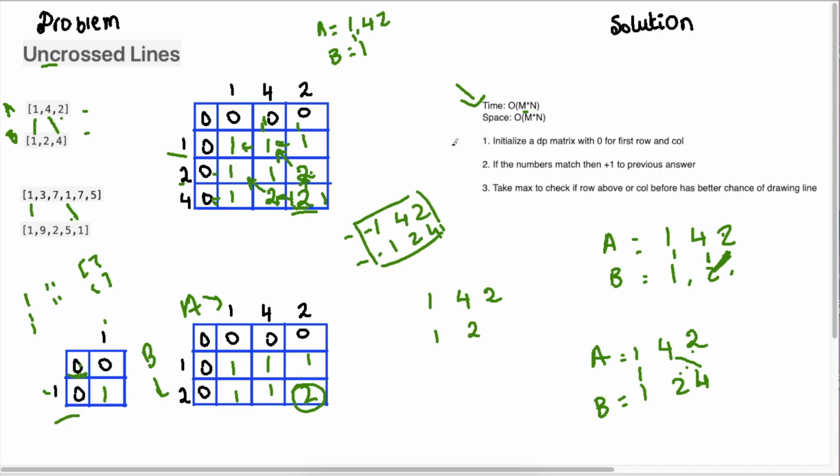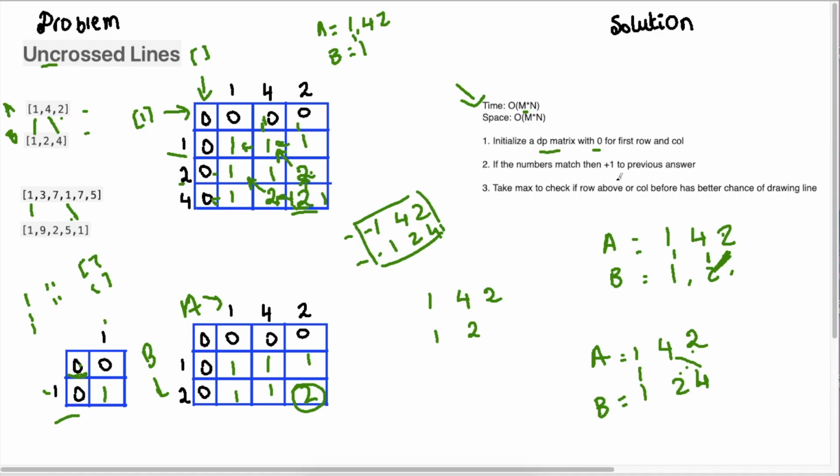So to review our solution, what we're doing is initializing a matrix with 0 in our first row and column, and this is to take care of all the edge cases if we're given an empty A list or an empty B list. It will take care of all those cases because it will just return 0. Even if I had one element here and this was empty, it would just return 0, because you can't draw an uncrossed line with just one element.